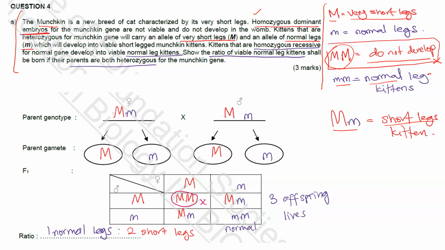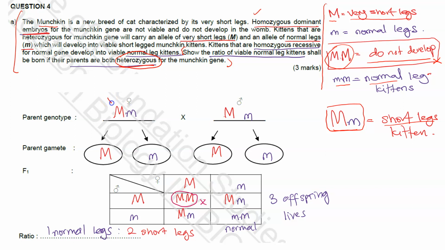So if you look at the last sentence, it says here, show the ratio of viable normal leg kittens that shall be born if their parents are both heterozygous for the Munchkin gene. So both parents are heterozygous. So heterozygous is capital M small m. So you just fill up the diagram given in your workbook.